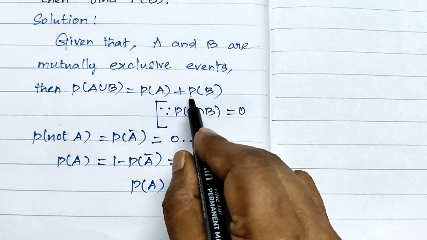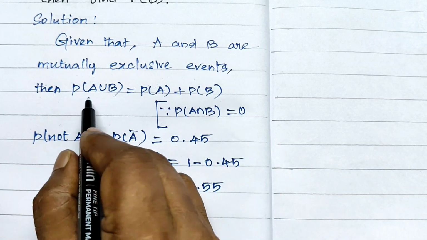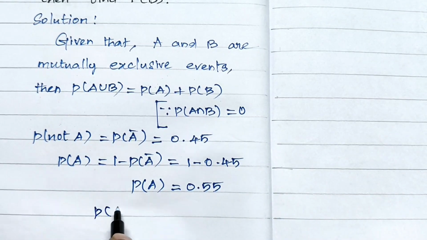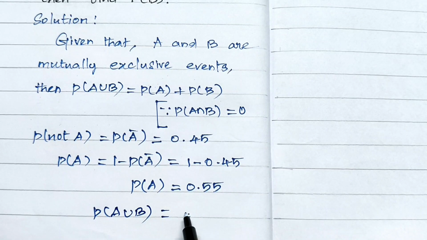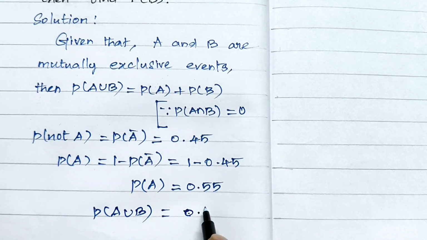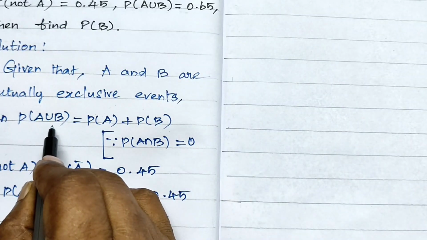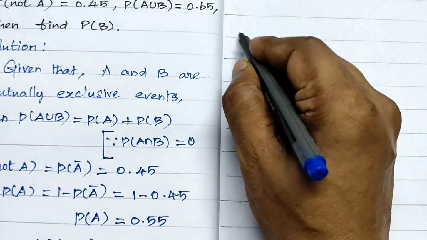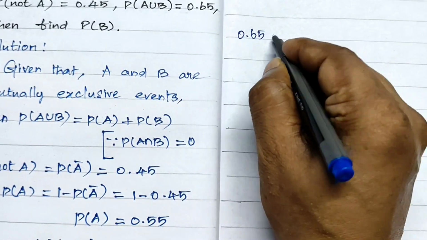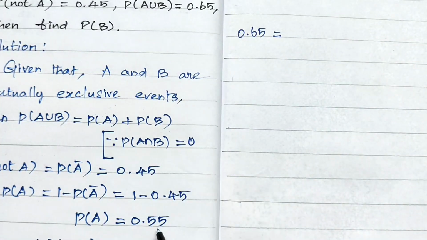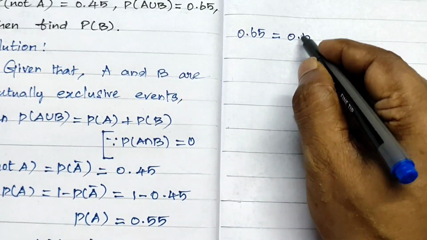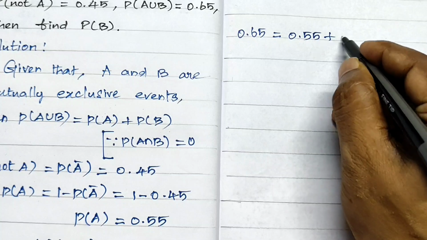What do we need to find? We need to find P of B. Also given that P of A union B equal to 0.65. Now let's write it down. P of A union B equal to 0.65. 0.65 equal to P of A equal to 0.55 plus P of B.